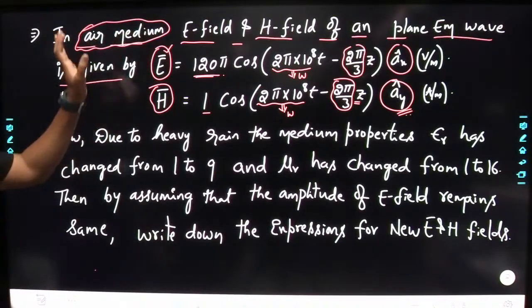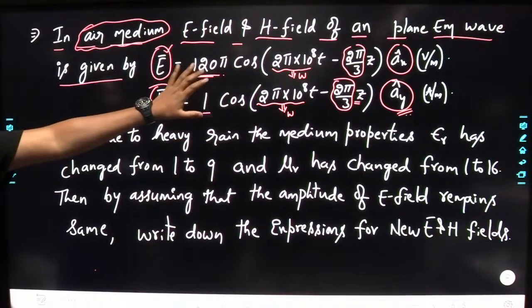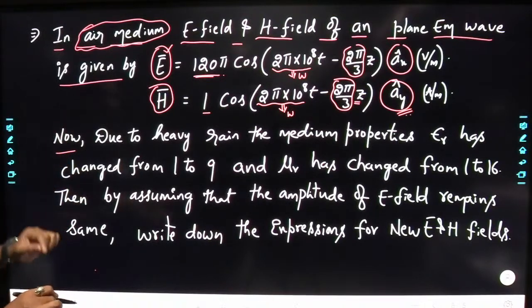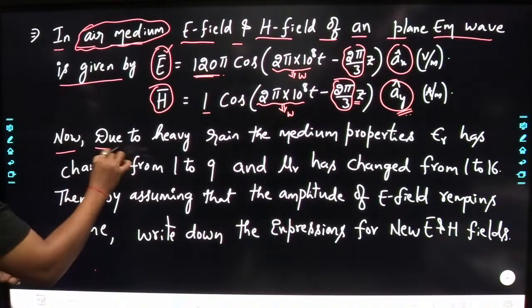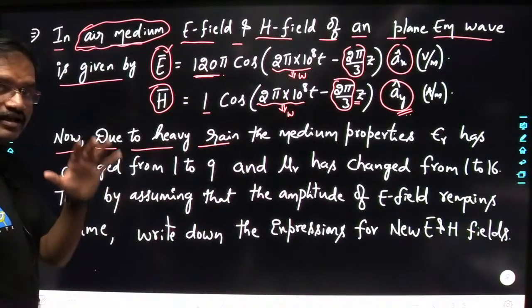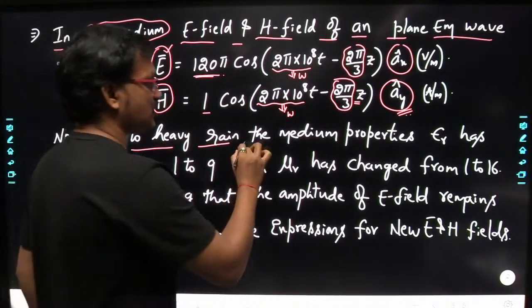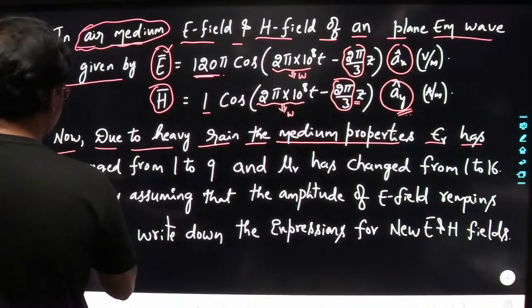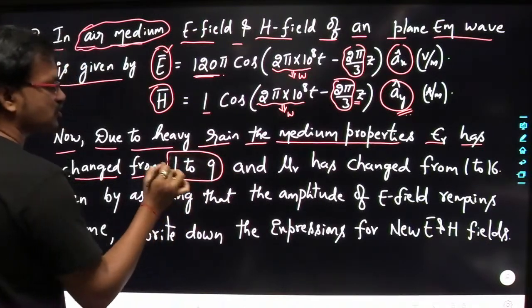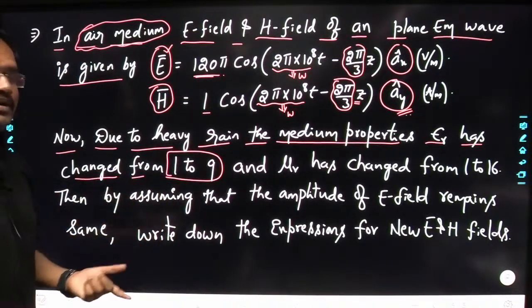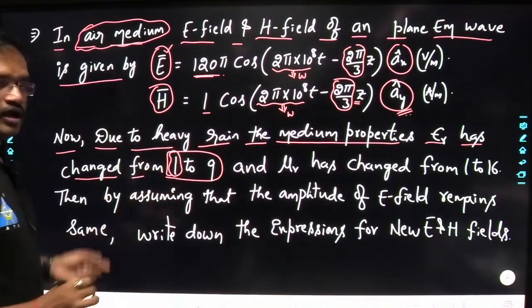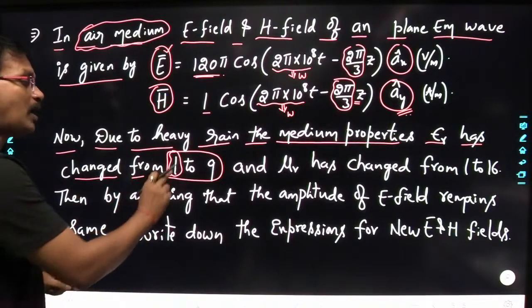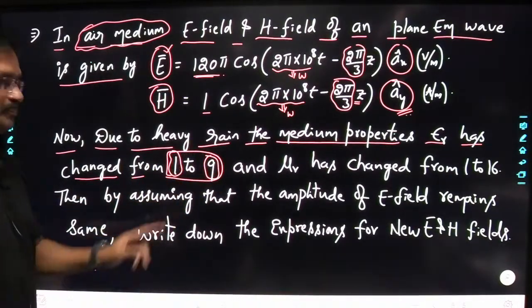In air medium, the E field and H field of an electromagnetic wave are given. Now, due to heavy rain, the medium property epsilon r has changed from 1 to 9. So in air medium, the relative permittivity is 1. Now, due to heavy rain in this medium, the relative permittivity has changed from 1 to 9.